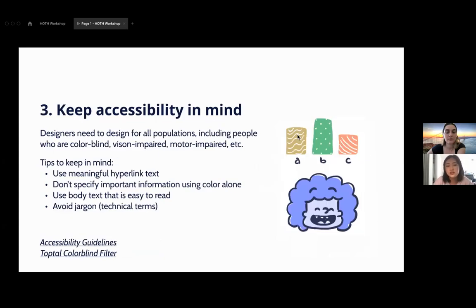And then the third is just to keep accessibility in mind. Designers need to design for all populations, including people who are colorblind, vision impaired, motor impaired, etc. And so some tips to keep in mind are to use meaningful hyperlink text. So not just like click here, but actually tell your users where the hyperlink is going to go. Don't specify important information using color alone. Maybe you can add patterns like on the right.